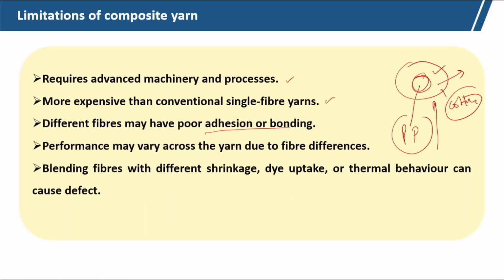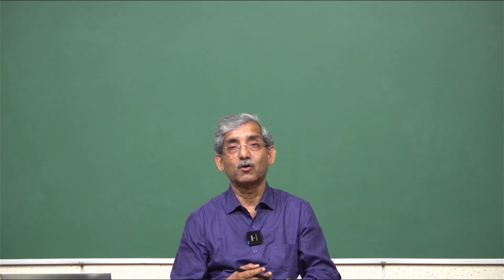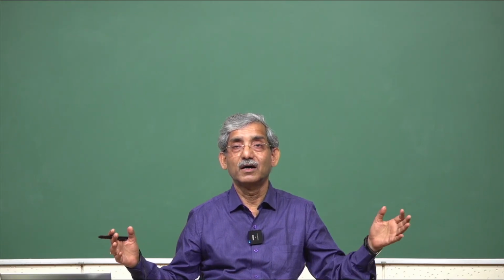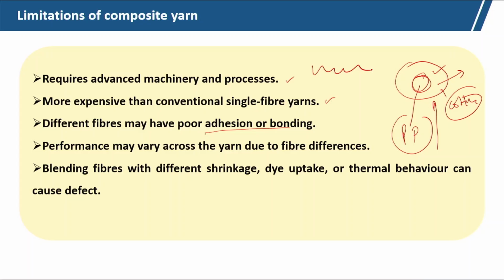So, suppose here we are using, say, polypropylene and cotton. Polypropylene's shrinkage characteristics at high temperature may be different from cotton. If it is different, then it will create some wrinkle-type yarn, because their extensibility or shrinkage characteristics are different. So, that will create a defect; the yarn may be crimped after heat treatment.